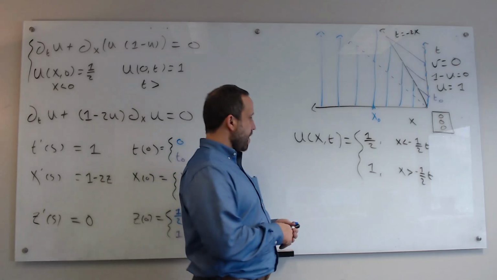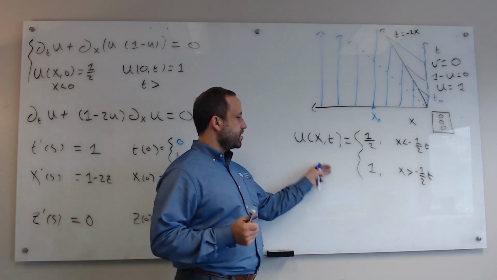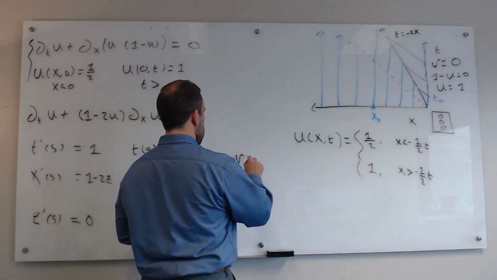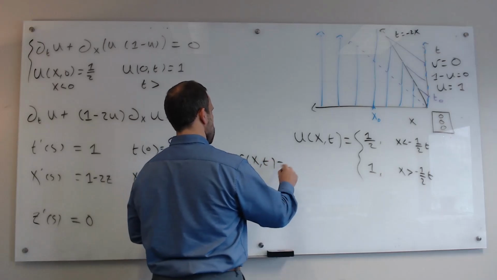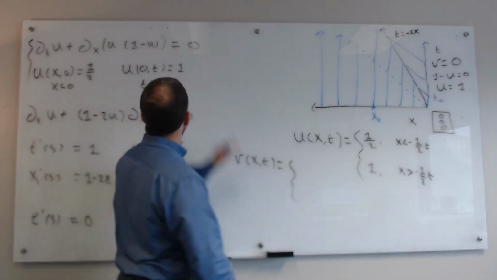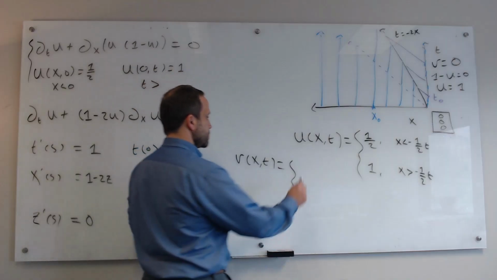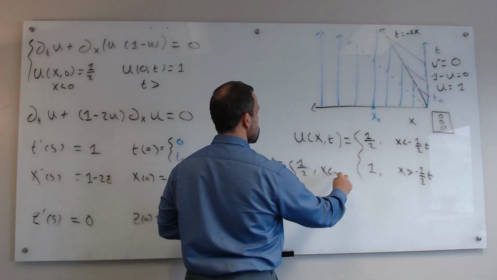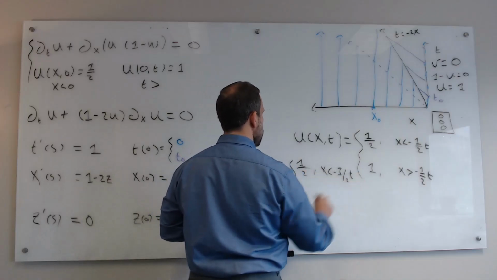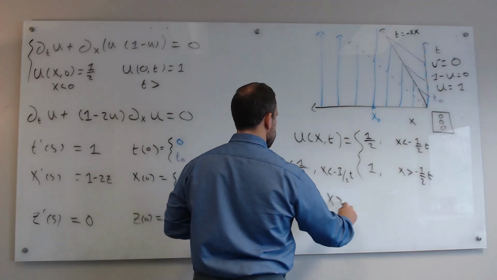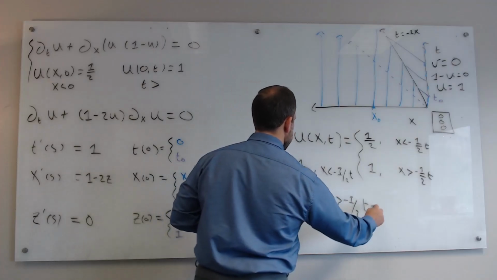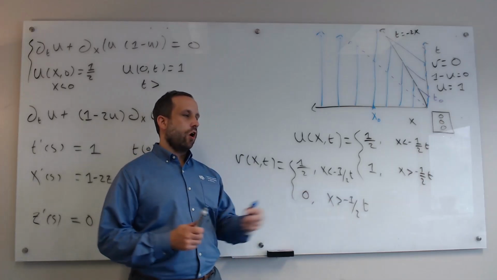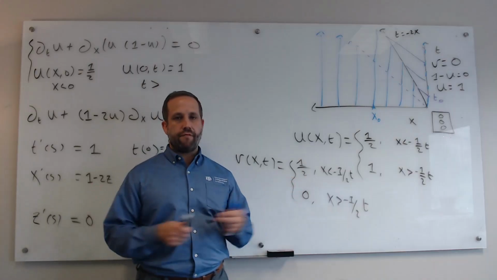Again, when dealing with cars, I like to think more in terms of the velocity. So the velocity is just 1 minus u. In this case, the velocity is going to be 1 minus 1/2, which is 1/2, for x less than minus 1/2 t, and it's going to be equal to 0 for x greater than minus 1/2 t. It says ahead of this point right here, the cars are going to be stopped. Behind, the cars are going to have the normal 1/2 velocity.